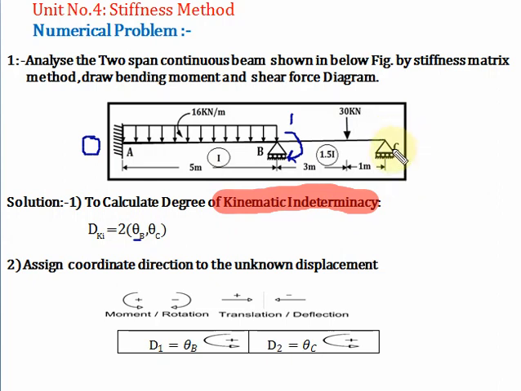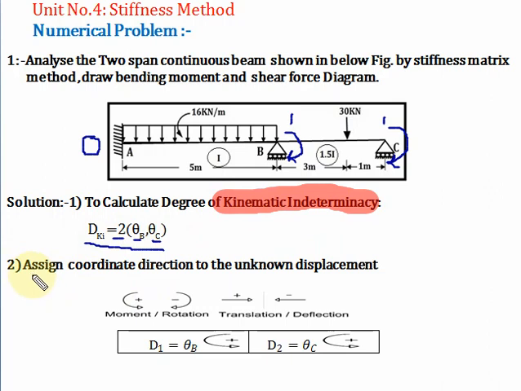Then at support C there is again a roller support, so the degree of kinematic indeterminacy at support C will be 1, and that will be the rotation at C. So if you calculate the total degree of kinematic indeterminacy, it will be 1 plus 1, that is 2, and it will be the rotation at B and rotation at C. So total degree of kinematic indeterminacy is 2. This is the first step.